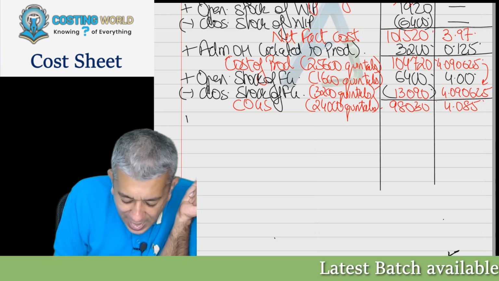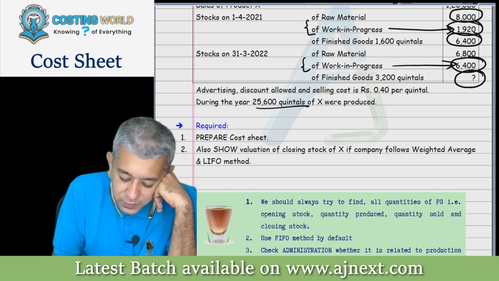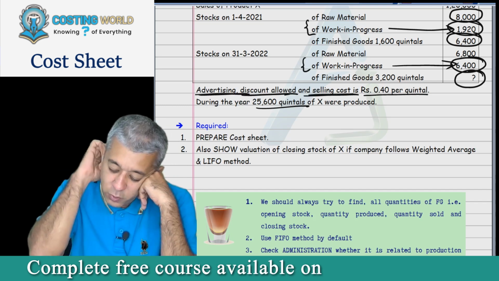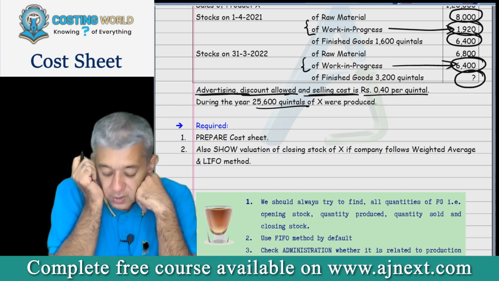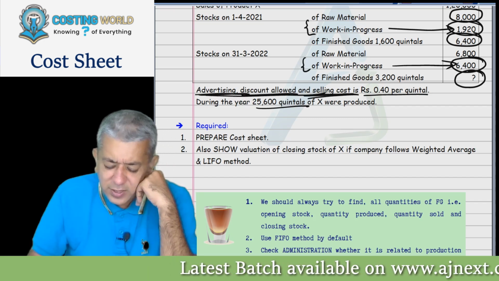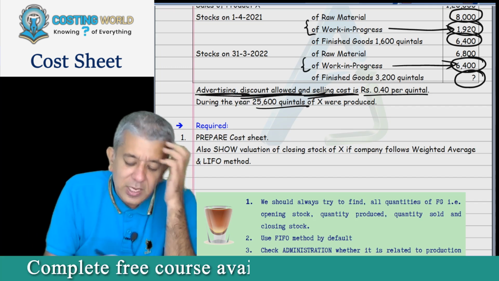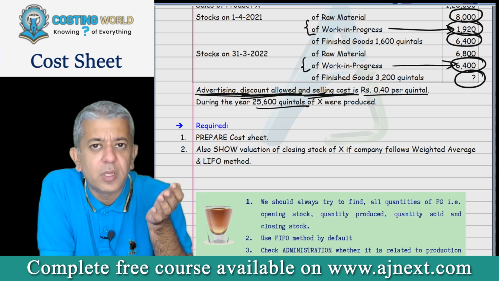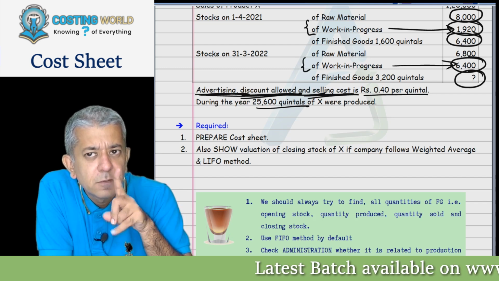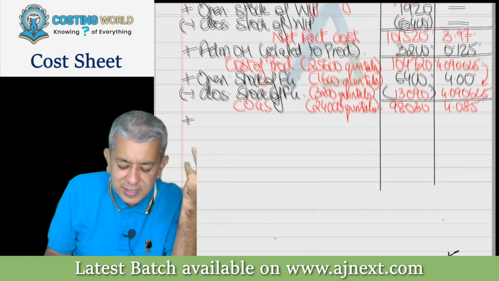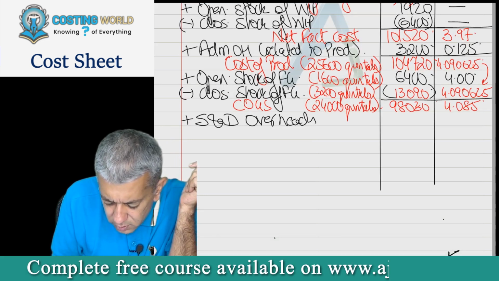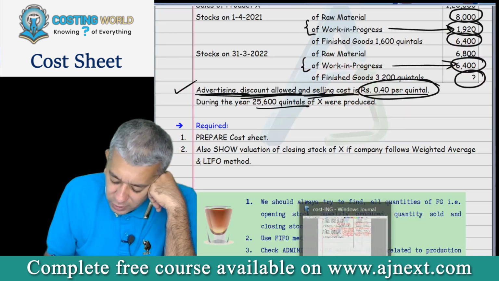Okay, further. Add. Now see, advertisement, discount allowed and selling cost is 0.40 per quintal. Okay. So advertisement, discount allowed and selling cost. Can you say all these particular things will be nothing but your selling and distribution, no? And this discount allowed obviously must be cash discount allowed only, because trade discount you directly reduce from sales. Yesterday we all did that, right? Yes, sir. Okay, so this must be in this case your S&D. So therefore add selling and distribution overheads. Now per unit figure is given to you 0.40.